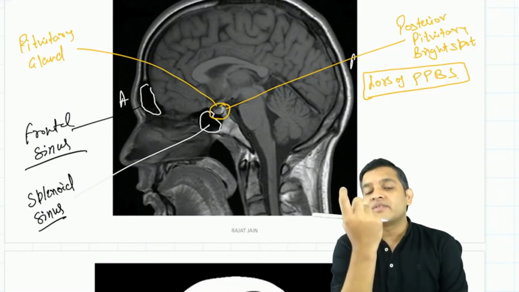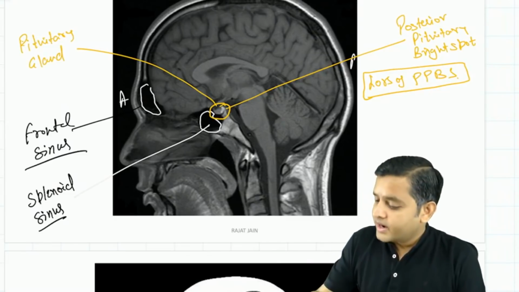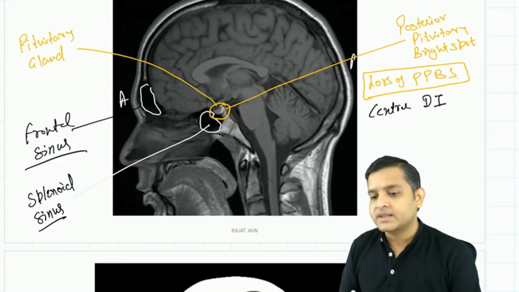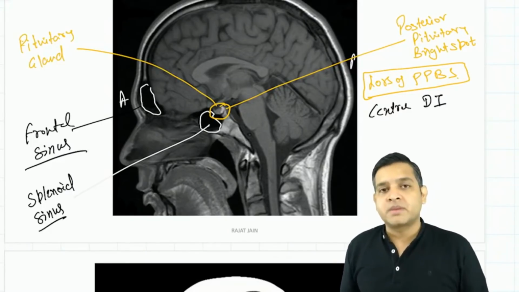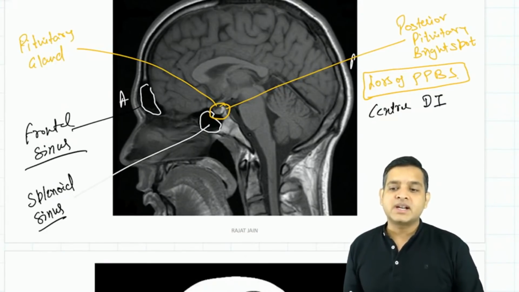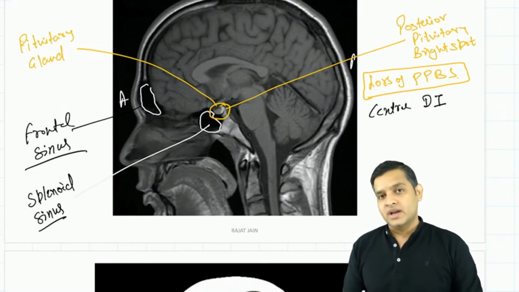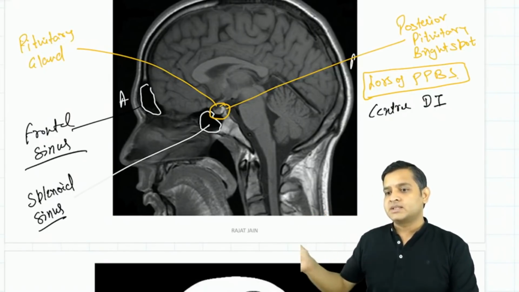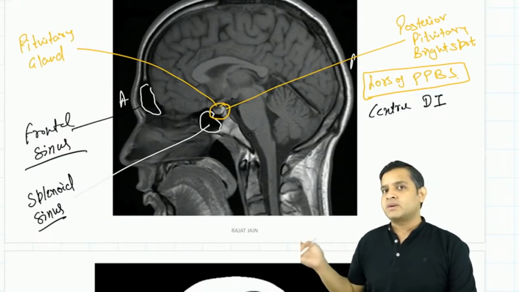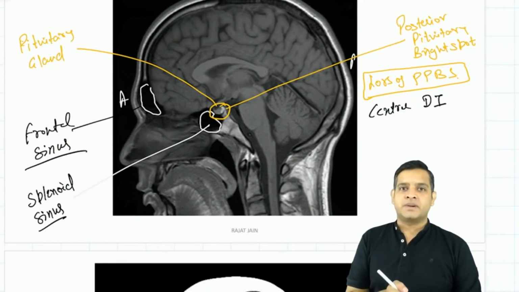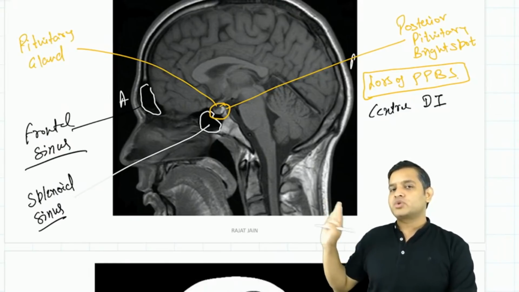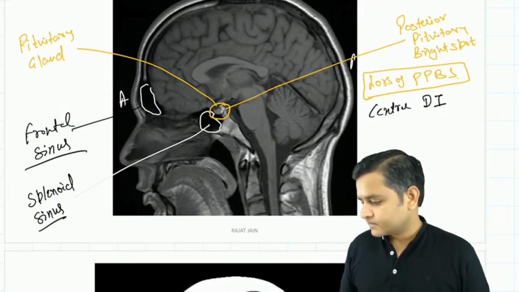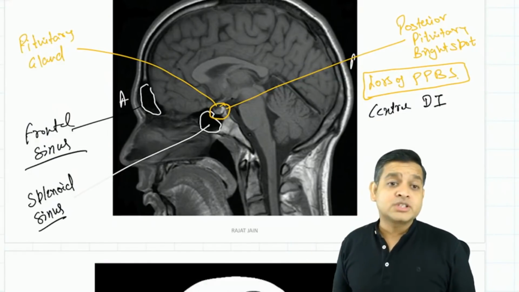There are very few diseases of the posterior pituitary that you should think of. Loss of posterior pituitary bright spot is a feature of central diabetes insipidus. So you are doing an MRI, the patient has clinical features favoring diabetes insipidus, and you want to differentiate whether it's nephrogenic or central diabetes insipidus. If you do an MRI and you don't see the posterior pituitary bright spot, think of a central cause of diabetes insipidus. Okay?